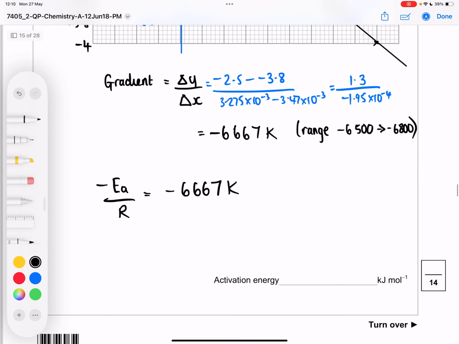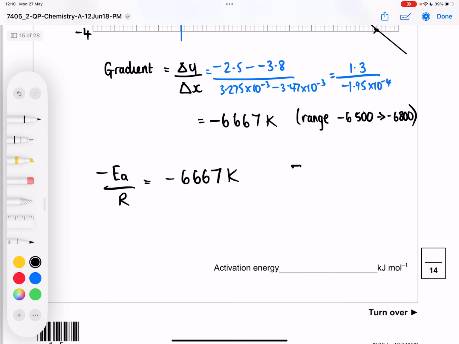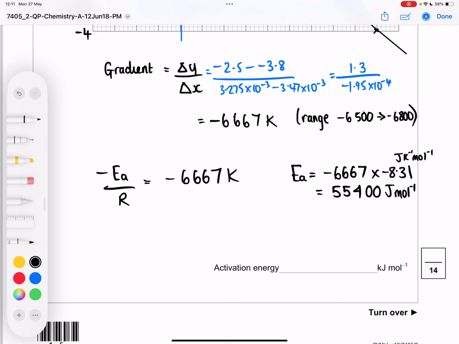Okay, so to get the activation energy, we need to times minus 6667 by minus R, which they gave us as 8.31. So that's coming out as 55400, but this will be in joules per mole because this is in joules per Kelvin per mole, and we've times by Kelvin, so we're doing joules per mole, and we want it in kilojoules. So we're going to divide by 1,000, and I'm getting 55.4. So the range was between 54 and 56.5.